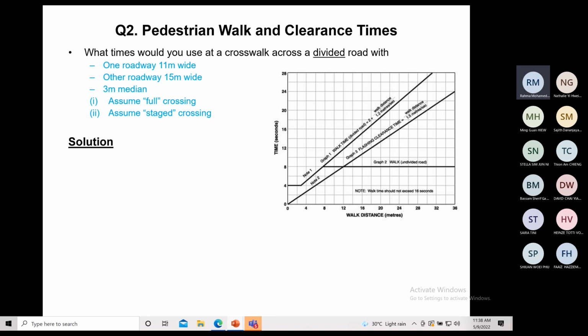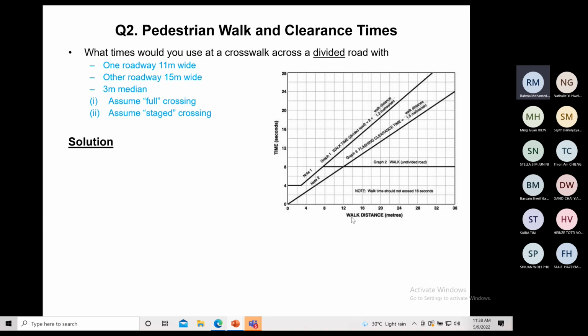Then moving on to the next question, which wants us to calculate the time to cross a divided road. Let's first assume a full crossing. We cross this road all at once. So if we cross all of this road at once, we'll be crossing the 11-meter wide first roadway, plus the 3-meter median, so it will be 14 meters, plus the other 15 meters, the remaining roadway, which sums up to 29. So we'll be crossing a full 29-meter width at just one spot.